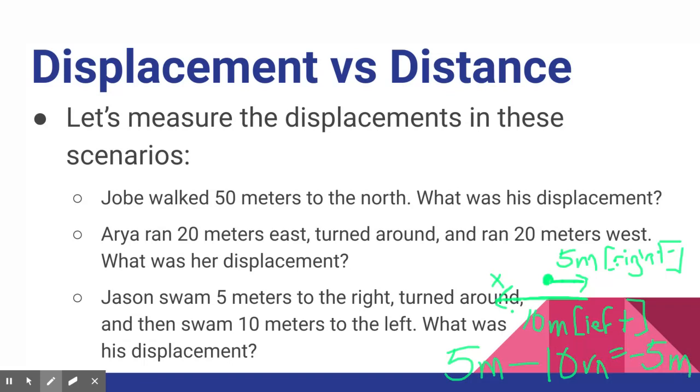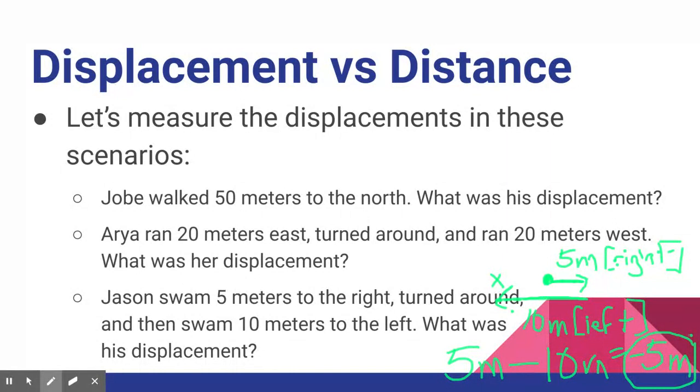Now, again, here is where we're going to talk about the positive and negative directions. Because we established that up, right, east, and north are positive, while everything else is negative, if we have a negative number as our answer, like this negative 5, that means we went 5 meters in the opposite direction to our positive direction.